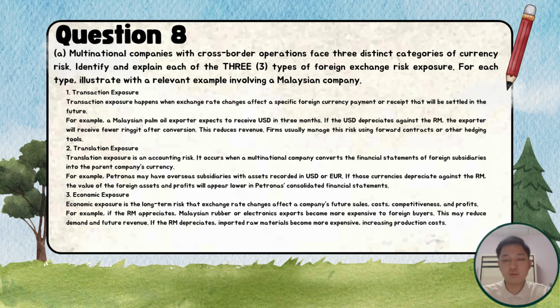The third type is economic exposure. This is the long-term risk that exchange rate changes affect a company's future sales, costs, competitiveness, and profits. For example, if the ringgit Malaysia appreciates, Malaysian rubber or electronic exports become more expensive for foreign buyers. This may reduce foreign demand and future revenue. If the ringgit Malaysia depreciates, imported raw materials become more expensive, increasing production costs.